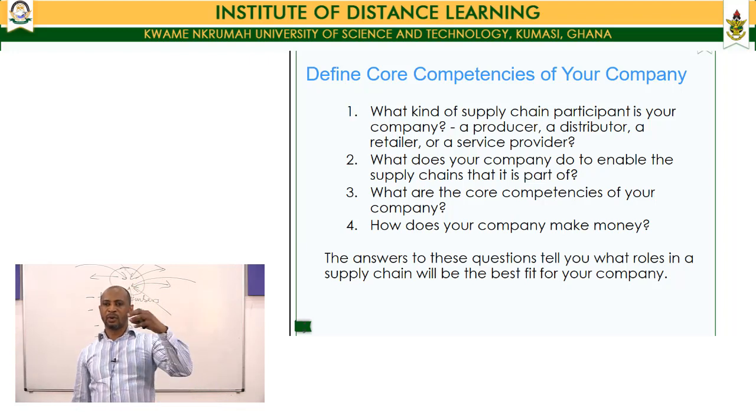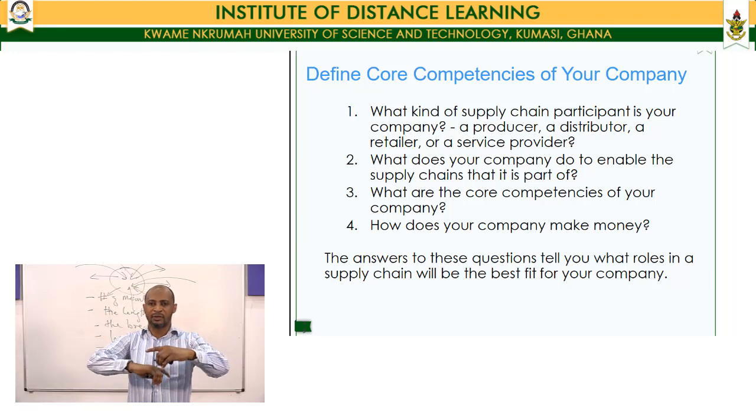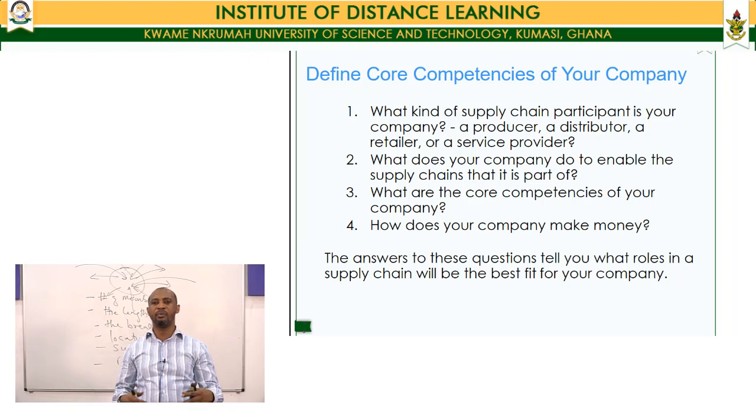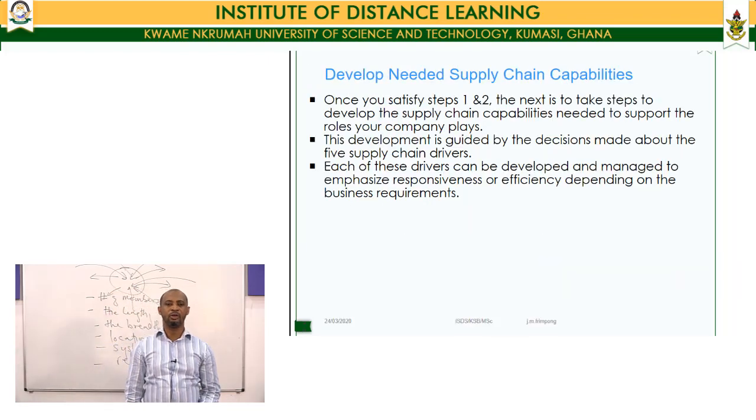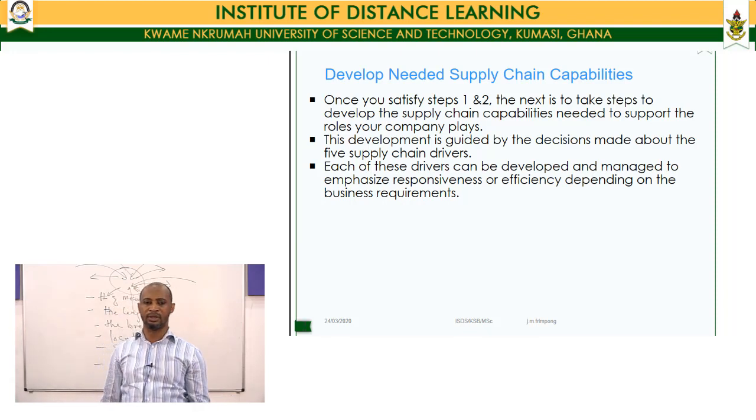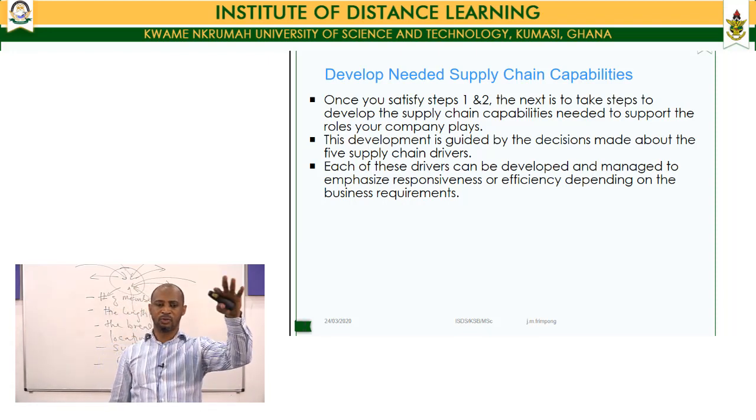So, is it the one responsible for providing the raw materials, or is your company the one responsible for transforming the raw materials? Or maybe your company is the one responsible for bringing the product closer to the customer. You have to know what you do to enable that supply chain. What are your core competencies, and how does your company make money? By the time you answer these, you will know what roles in the supply chain will be the best fit for your company. Then you develop the needed supply chain capabilities. Once you have satisfied the first 2, the next is to take steps to develop your capabilities.